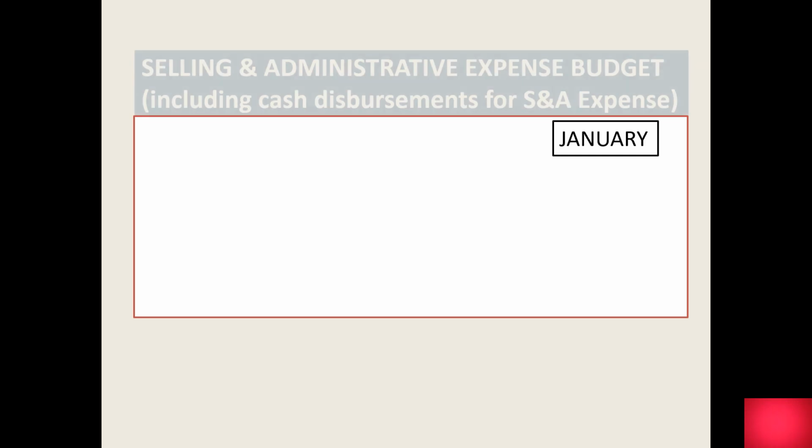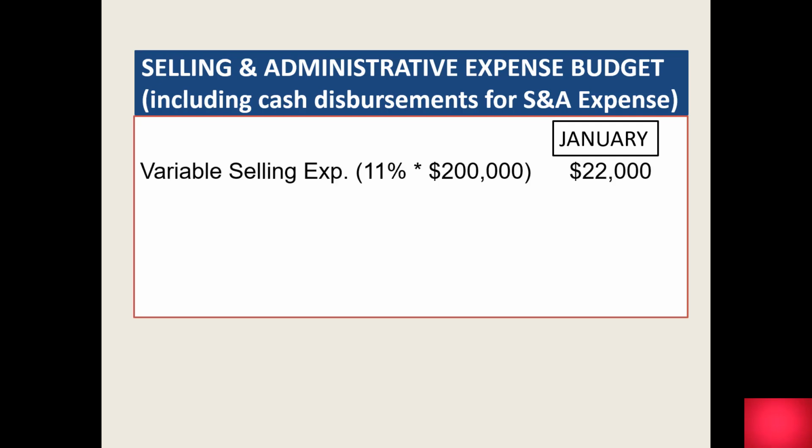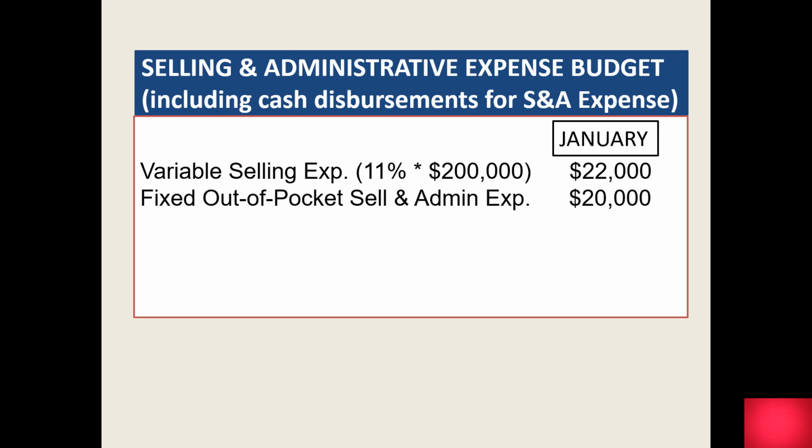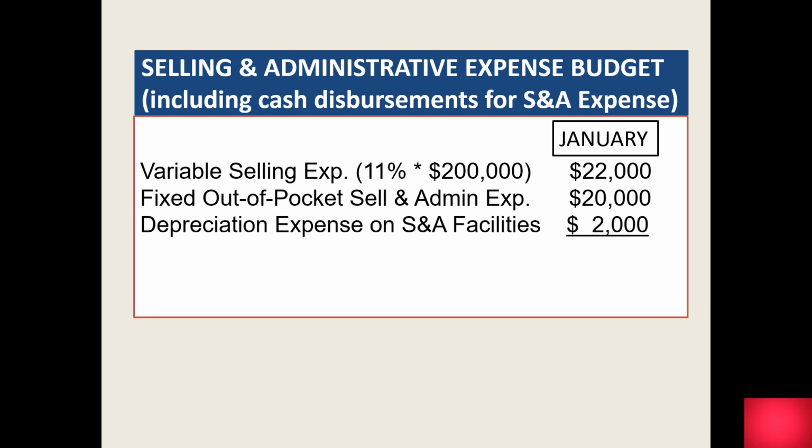For the month of January, the variable selling and administrative expense will be 11% of our sales, which were $200,000 from our sales budget, so $22,000. The fixed out-of-pocket selling and administrative costs are $20,000, and in addition, we'll have depreciation expense on selling and administrative facilities of $2,000. Total selling and administrative expense then is $44,000.